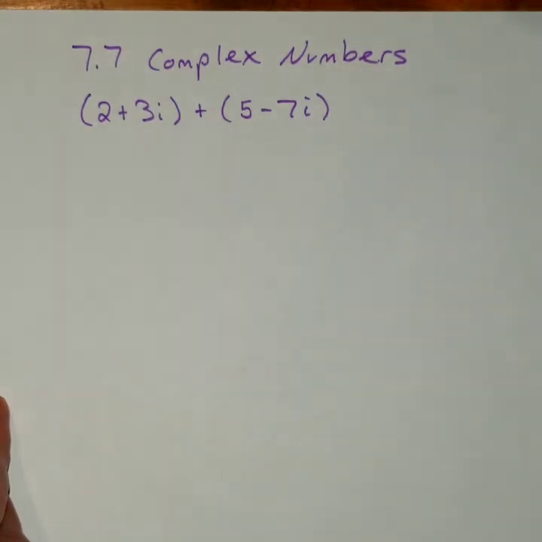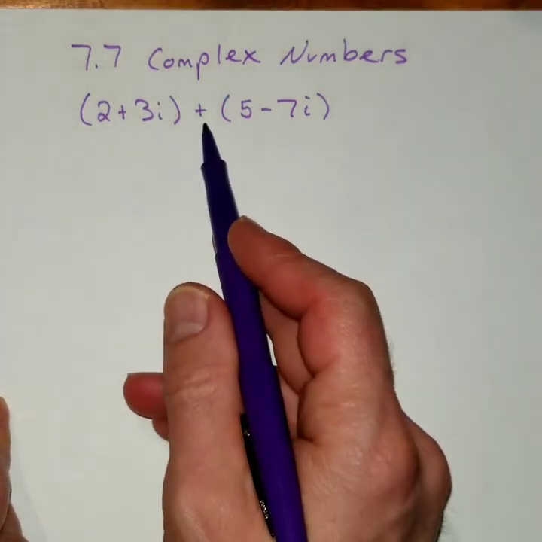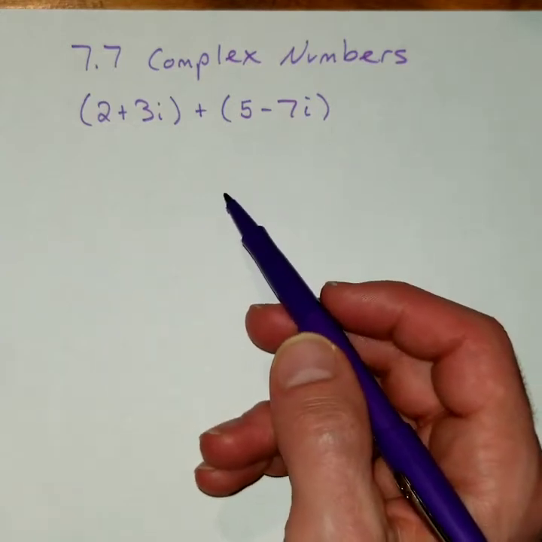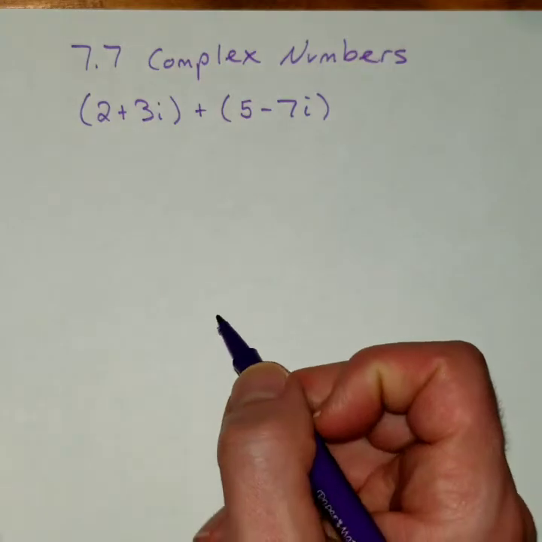Okay, now when we add or subtract or multiply, again, I mentioned this in the last video, you're just going to treat these like polynomials. Treat the i's like a variable. So when you add polynomials, you would just combine like terms. Same thing for complex numbers. You add the real parts together and the imaginary parts together.